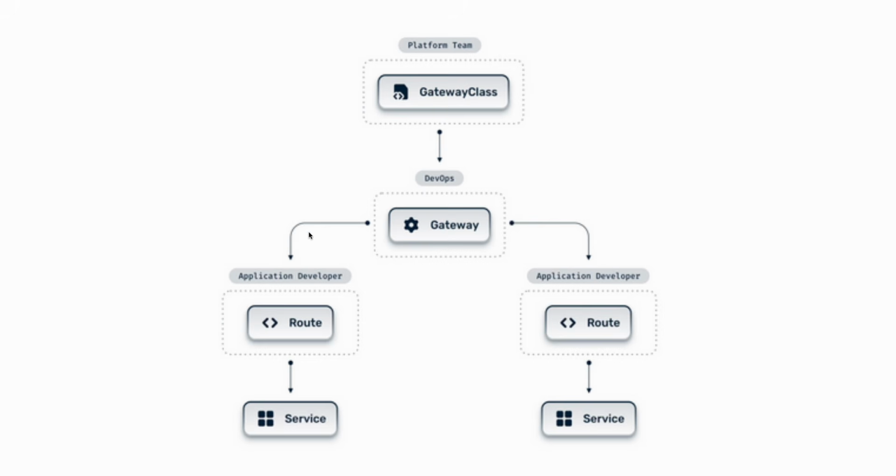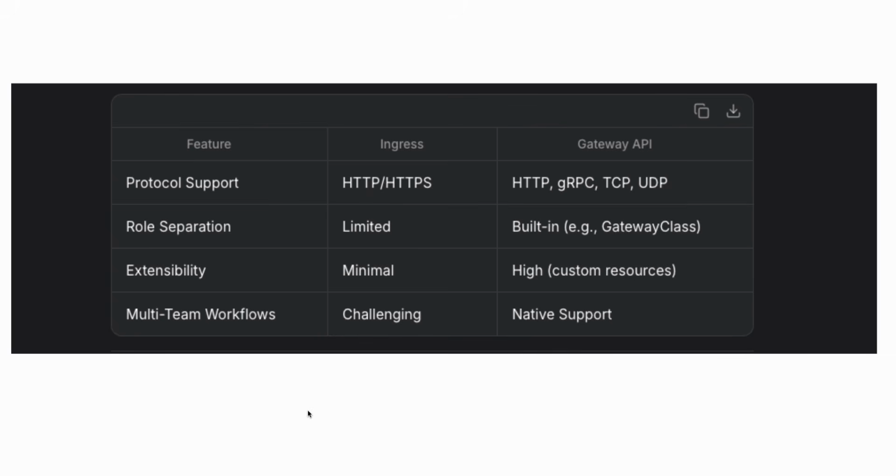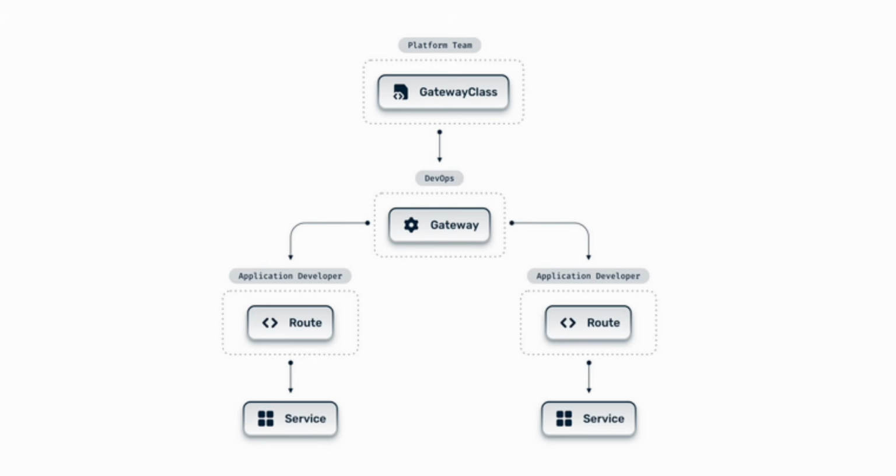And apart from Gateway, we have the routes, which could be HTTPRoute, GCP route, etc., where the application developer can define their routes and rules, handled by them, which will redirect the traffic to the service. So yeah, that was a simple architecture, I would say, of how the different teams would be working for Gateway API, and who will be responsible for what.